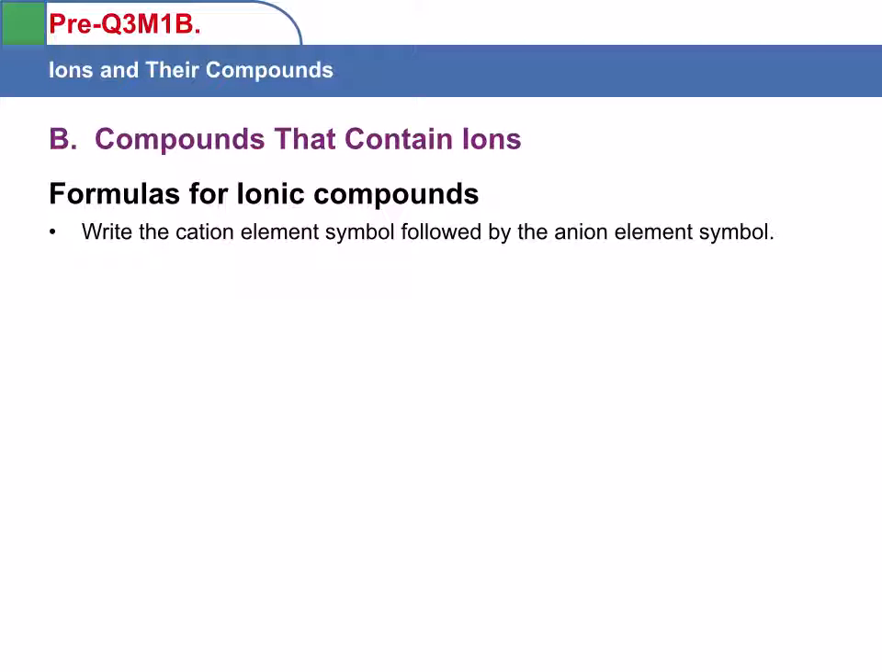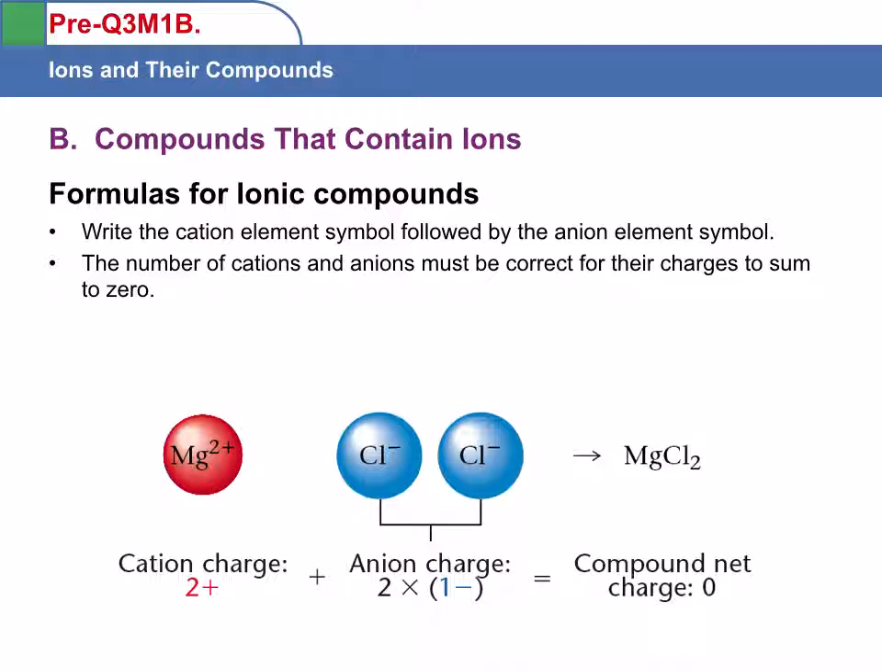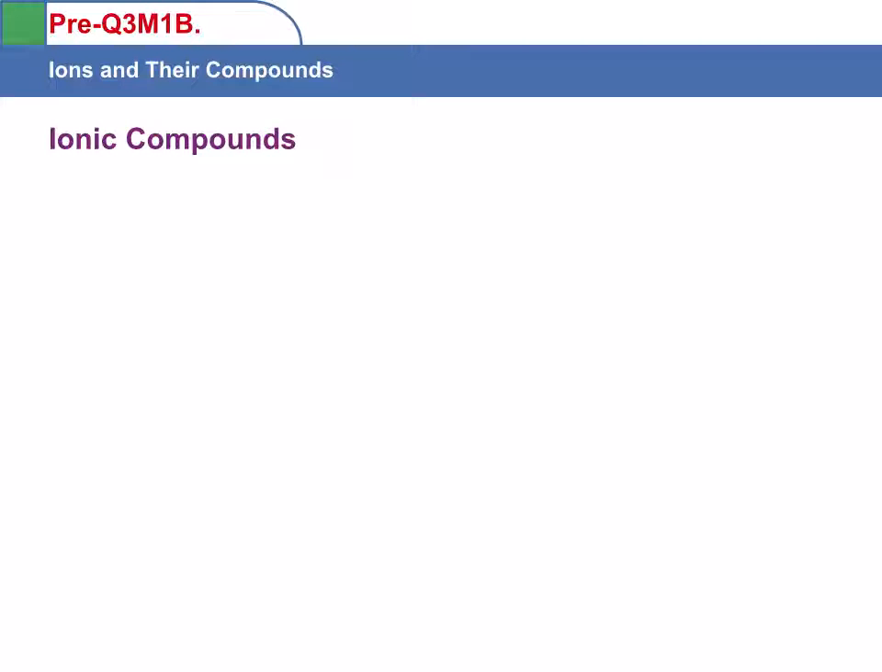Compounds that contain ions, so the formula is here. You write the cation element followed by the anion element. So if I have Mg, which is 2+, and Cl with a minus, I have 1 Mg and 2 Cls. So that means it'll be Mg and then Cl2 as the whole thing. But the cation always comes first. So we give you the good news, the happy, before the sad.